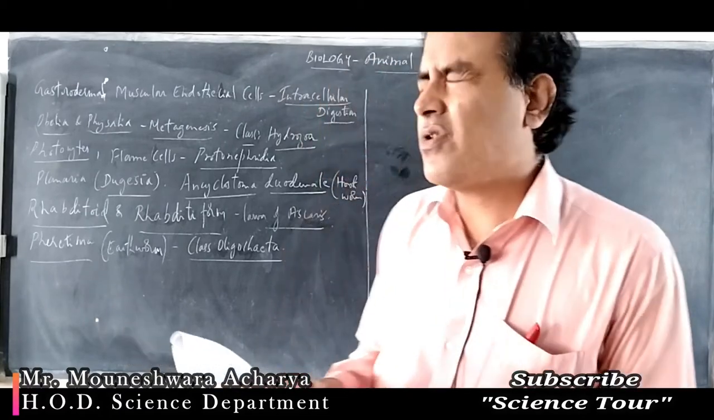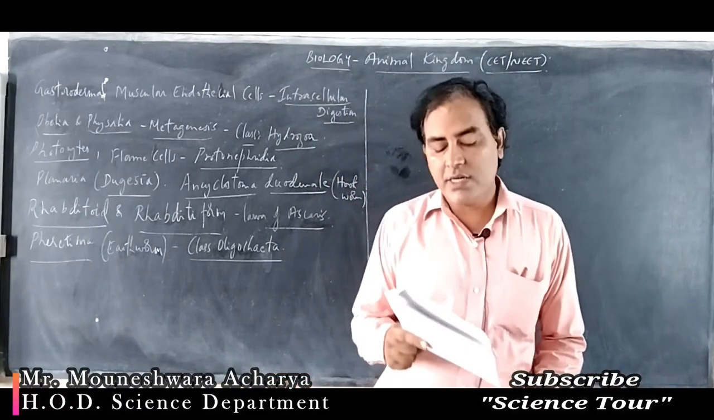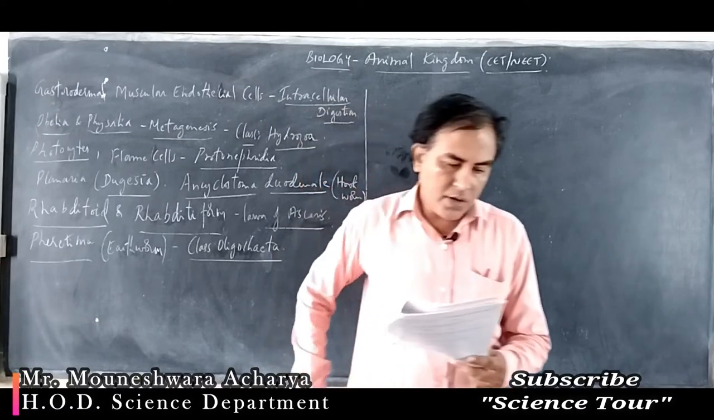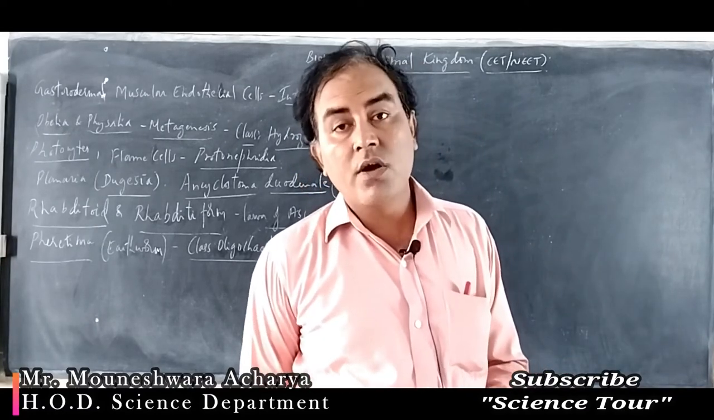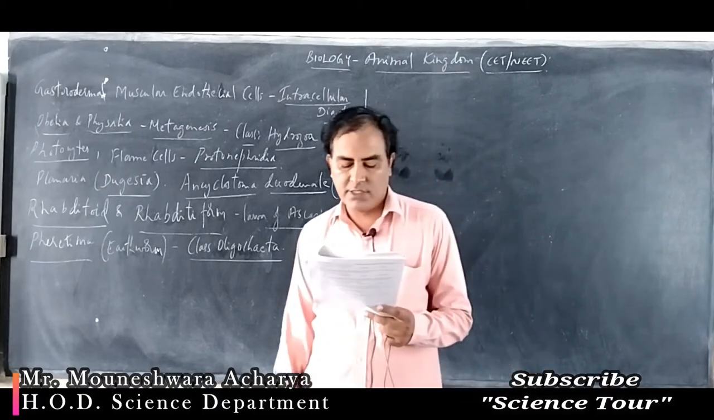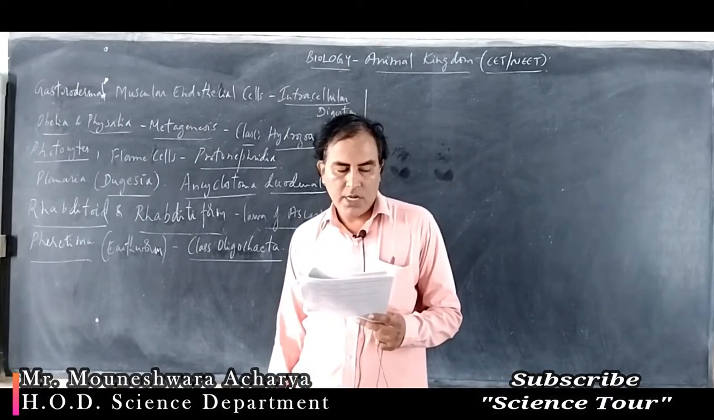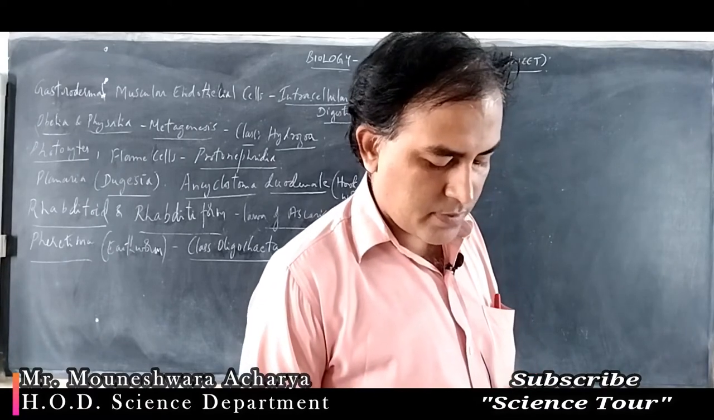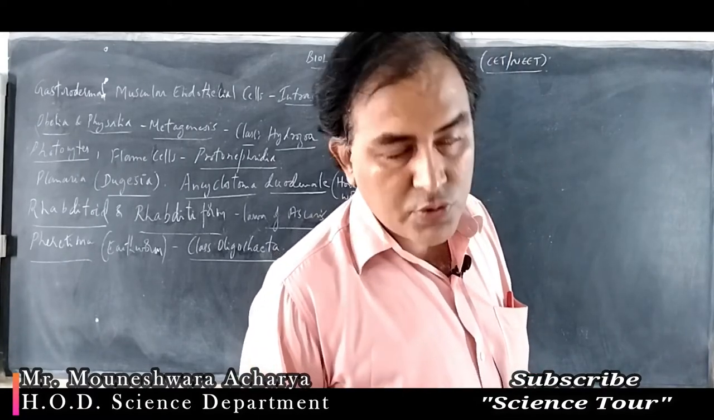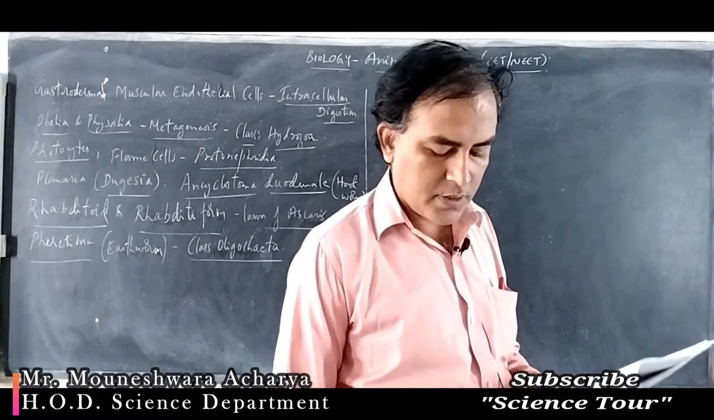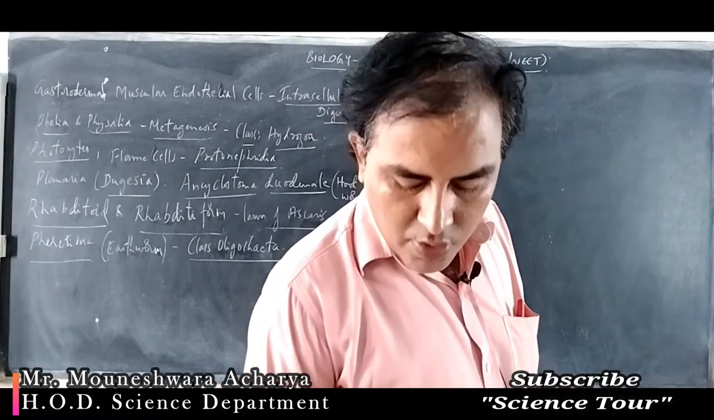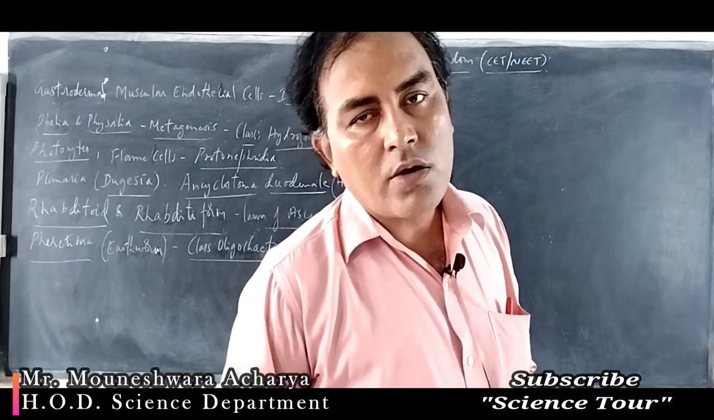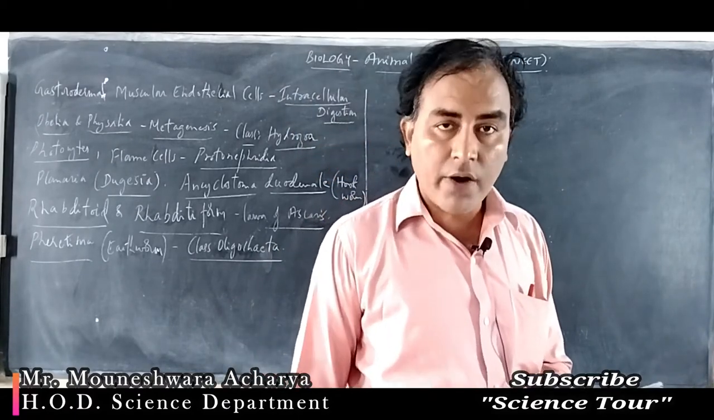So, what is a notochord, students? Notochord is a supporting structure. It is a part of the internal skeleton which is found in the chordates. And nerve cord is a part of the nervous system, and this is mesodermal in origin. It is present in both chordates as well as non-chordates.